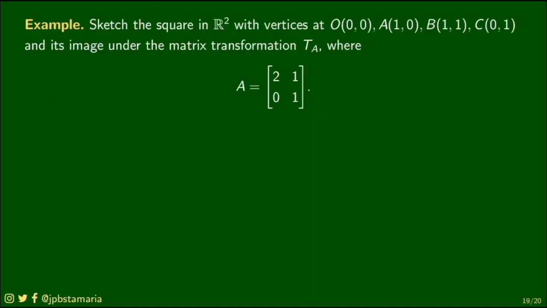Another example, so this is now geometric in nature. The matrix A here is a square matrix. So you can think of it as a linear operator because it's a square matrix. It transforms R2 to itself, R2. So here, you're asked to sketch the square in R2 with the following vertices. So actually this square is the unit square.